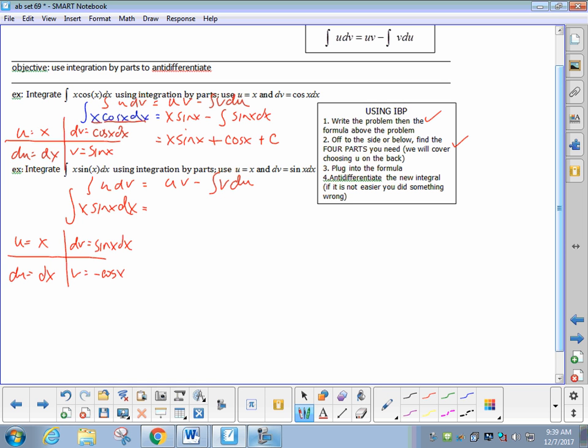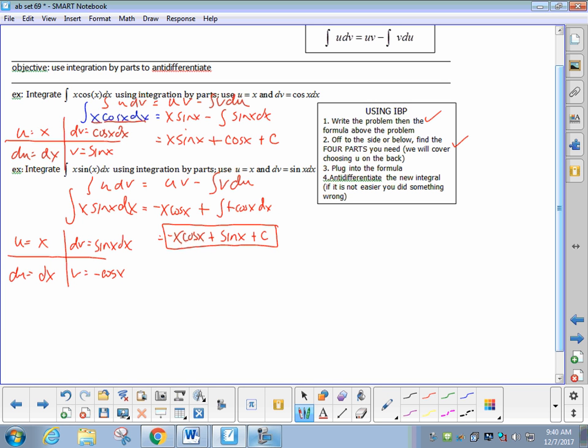Negative cosine. All right. After you've done that part, then you plug into the formula. uv is negative x cosine of x. Minus, I suppose, that's going to go away, but I'll just go by the book. v is negative cosine of x, and du is dx. The negatives, like I said, cancel out. Hopefully, when you get this new integral, it should be easy. What's the antiderivative of cosine? So, that. How'd you do?